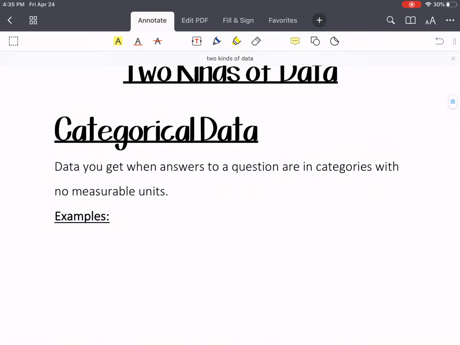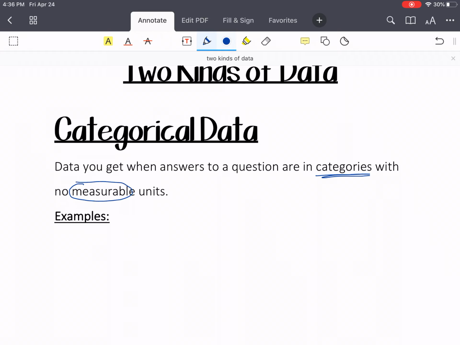So the first one we're going to talk about is categorical data. That is data you get when answers to a question are in categories with no measurable units. So the thing to think about here is category-based, and they are not measurable.